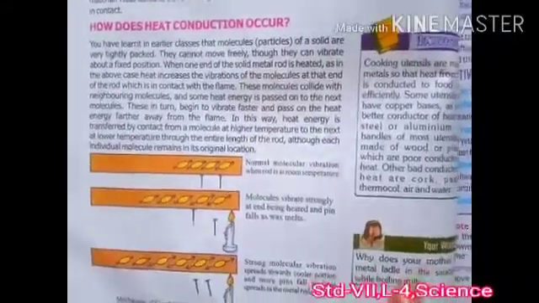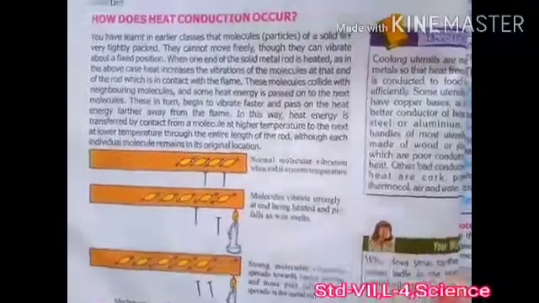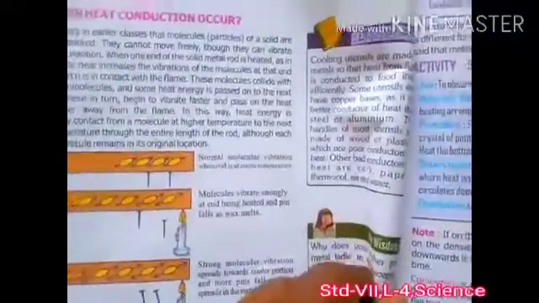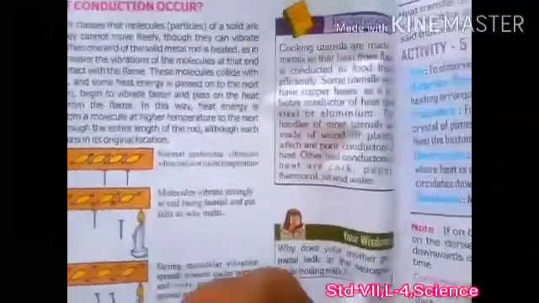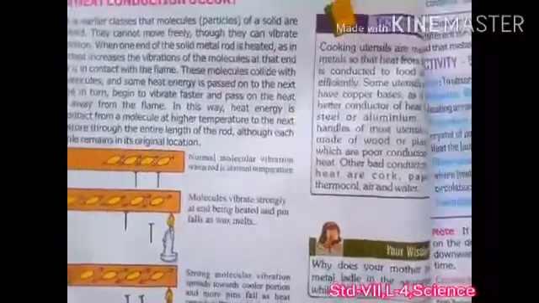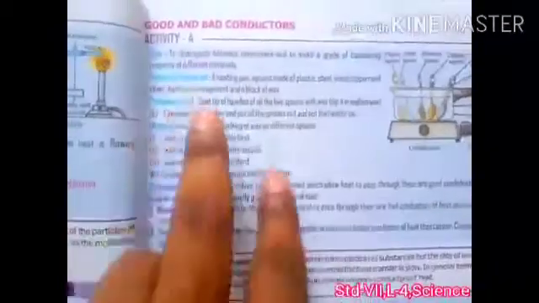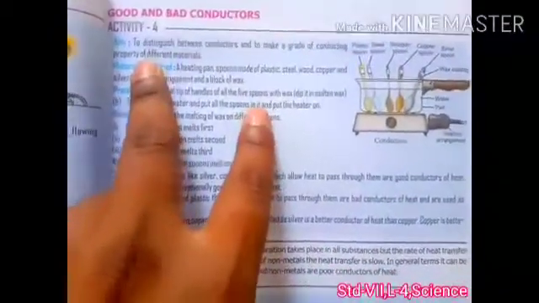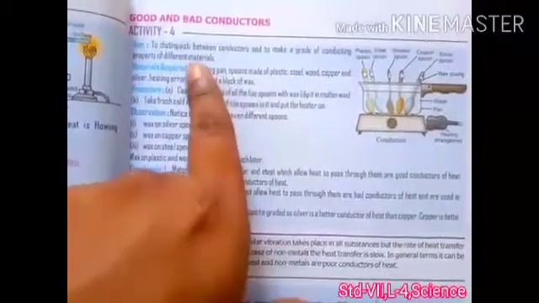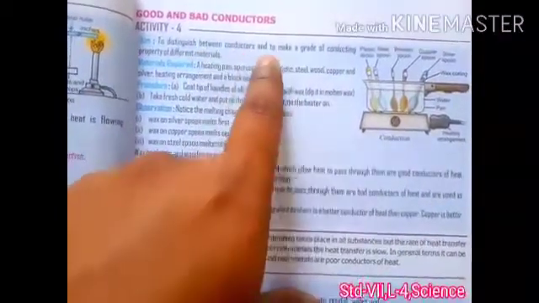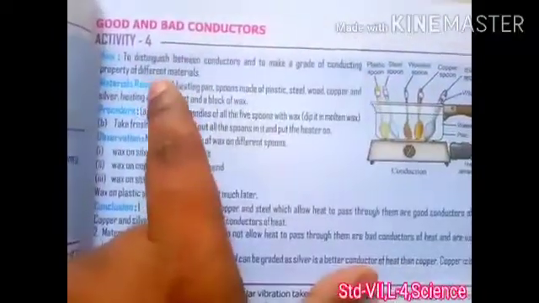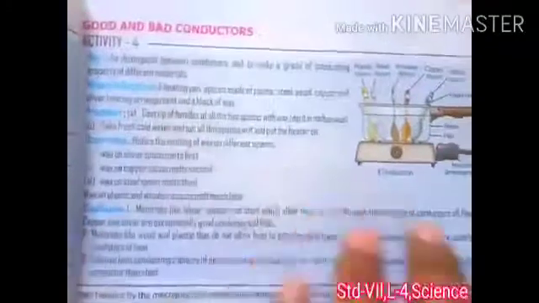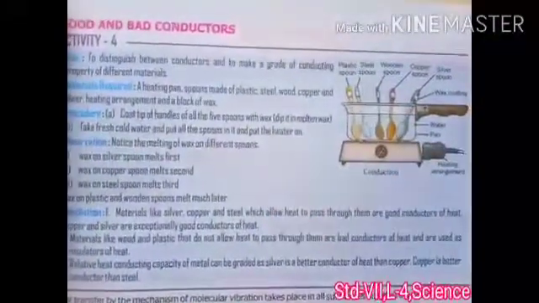Why does your mother put a metal ladle in the saucepan while boiling milk, right? We have to find out the answer. As I explained here, activity 4, what is given? It is about distinguishing between conductors and grading the conducting properties of different materials such as plastic and steel. So we are judging here which metal is the better conductor of heat.